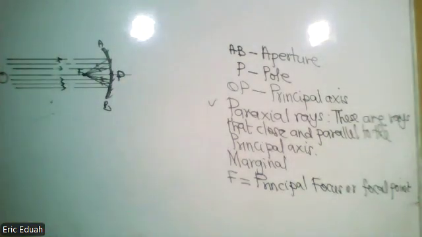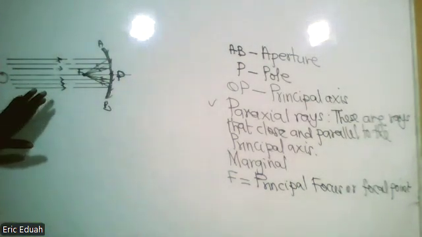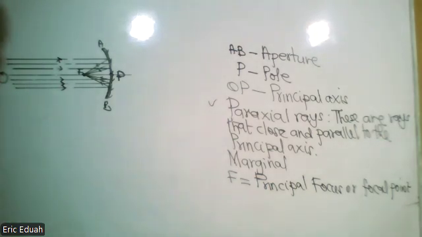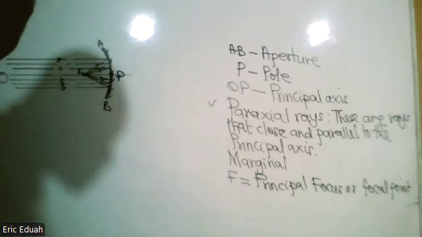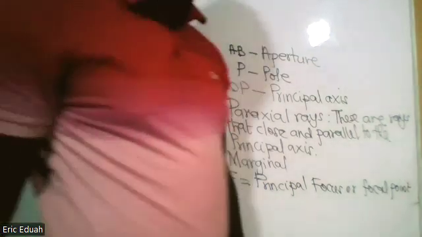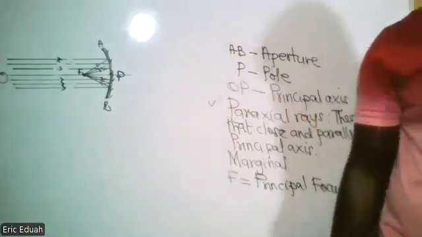So, if you are asked what the principal focus or focal point of a concave mirror is, it is a point on the principal axis where all paraxial rays converge after reflection. What did I say? What is the principal focus of a concave mirror? Yes, class, what's the principal focus of a concave mirror?